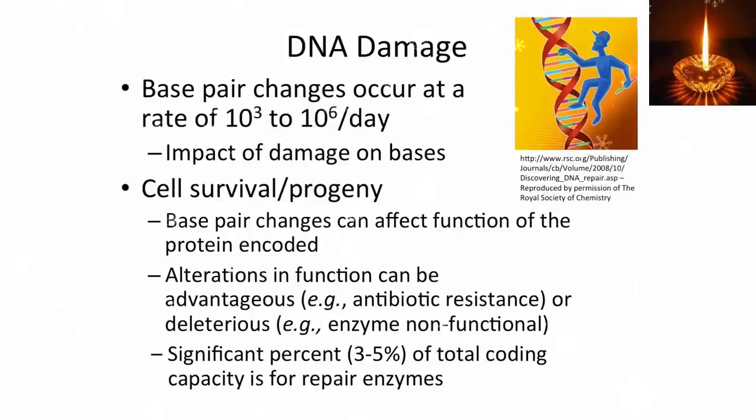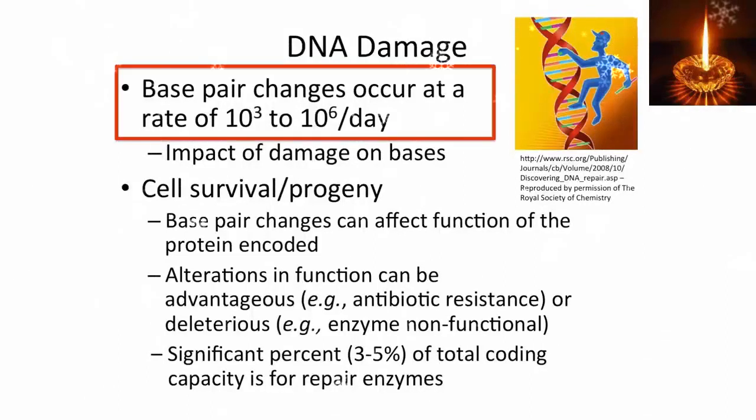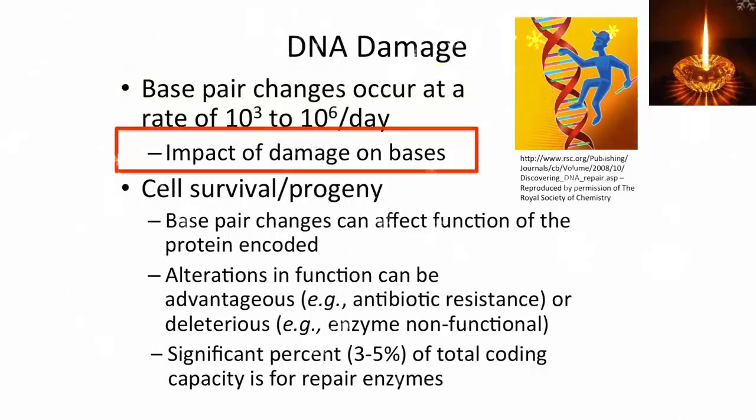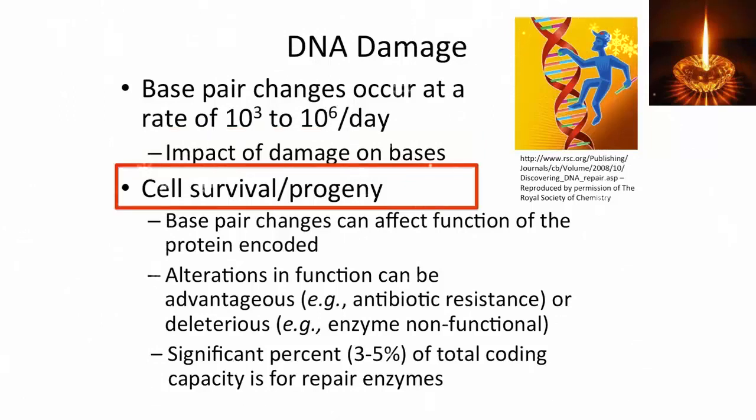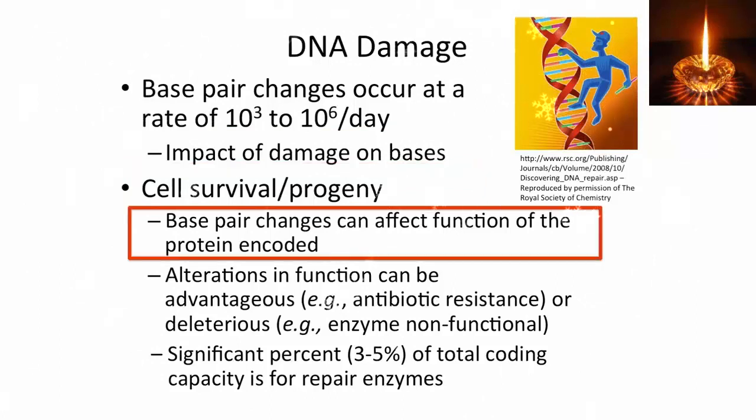DNA damage occurs at a tremendous rate every day. 10 to the third to 10 to the sixth base pair changes occur. The largest impact is on base structure. However, you can get breaks between bases, double-stranded breaks of the DNA, and a variety of modifications that impact the function of bases. As a consequence, cell survival depends on being able to repair the DNA, because any change in base pair can affect the function of the protein that's encoded by a segment of DNA.